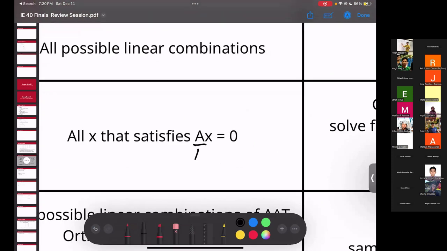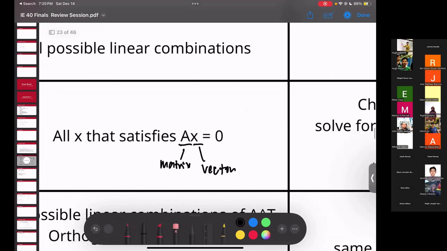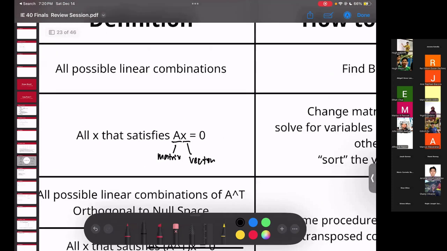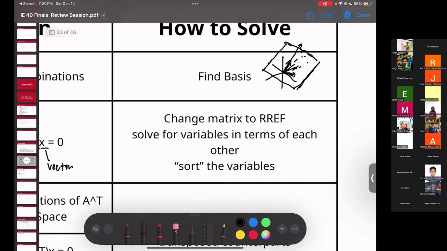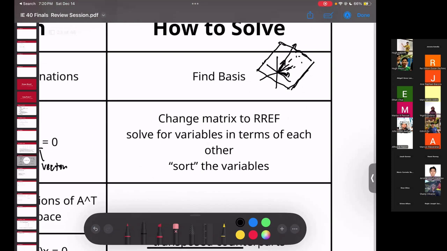So this is a matrix, and then this is a vector, and all vectors that satisfy this times zero will be part of the null space. The way we find it is vague here since we haven't applied it yet, but just remember that we first change the matrix to reduced row echelon form. We'll find out that the system we have has non-unique solutions.